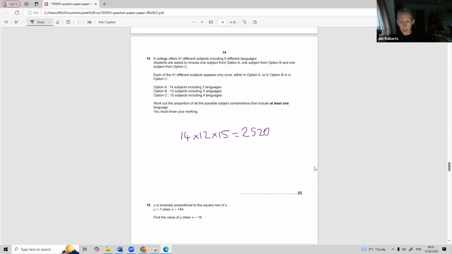So what I prefer to do with these questions is look at what's not at least 1 language. The opposite of at least 1 language is no languages at all. That's going to be easier to work out. Option A, how many non-languages do we have? Well, 14 take away 2 is 12. Option B, how many non-languages do we have? 12 take away 3 is 9. Non-languages here would be 11. If I multiply those together, I get 1,188.